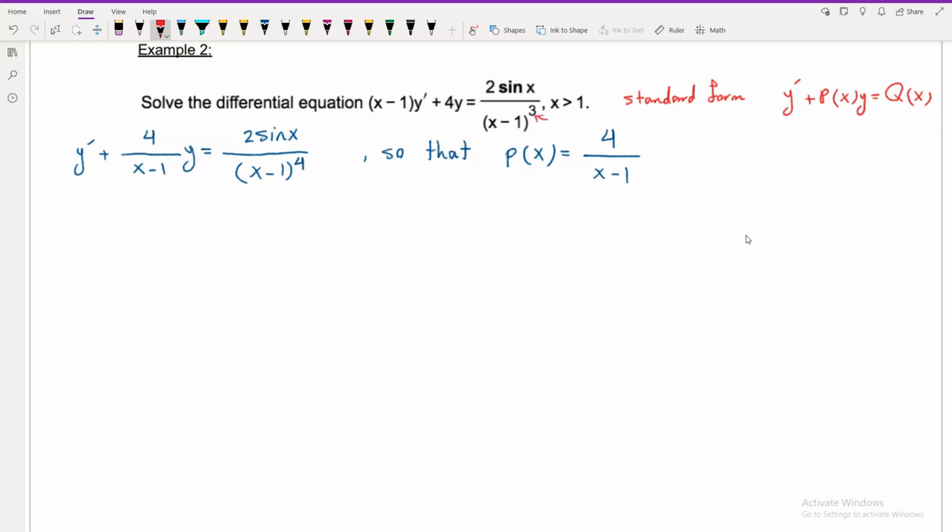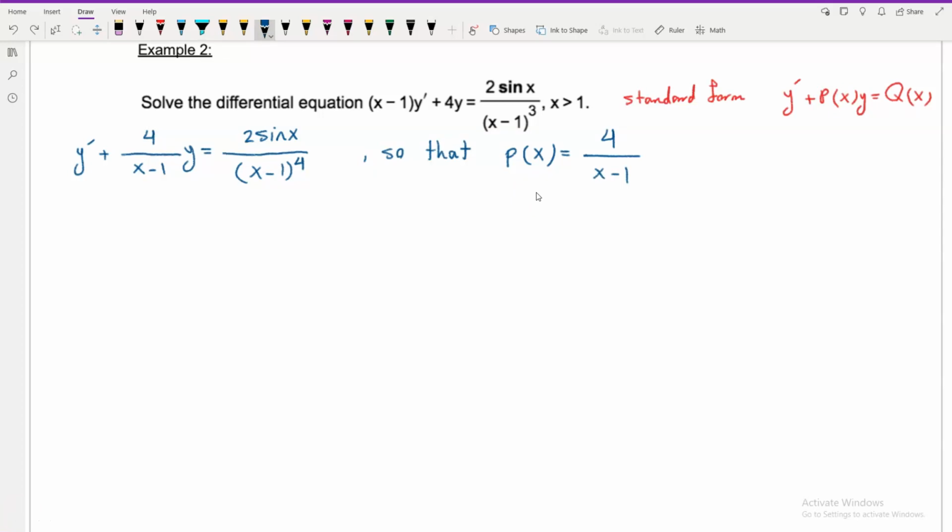Here, the power was 3, but because of dividing by x minus 1, we're going to have power 4. So x minus 1 to the 4th power in the denominator. And in this case, the coefficient of y is 4 over x minus 1, and that is p(x).